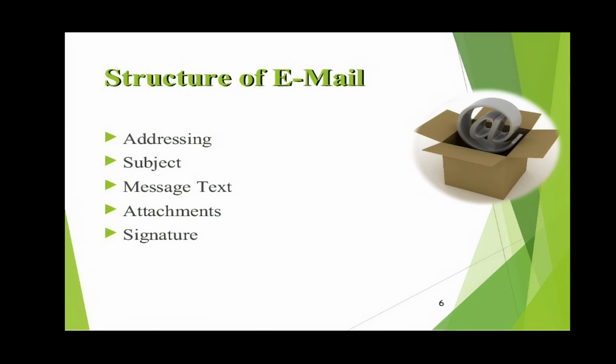Let's see the structure of email. In the structure of email, the first one is addressing, the second one is the subject, the third one is the message text, the fourth one is the attachments, and the fifth one is the signature. Let's see the structure in a detailed way.